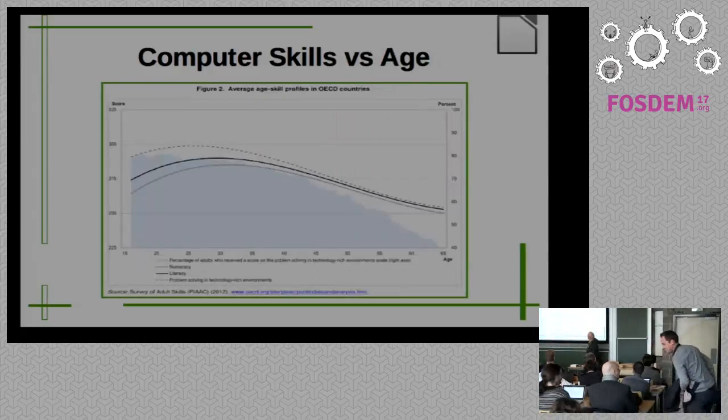And these are skills versus age. And of course, you can see that skills go down, but they are not down to nothing. So it was very important to have a user interface that was flexible enough to answer to everything, to all the needs.